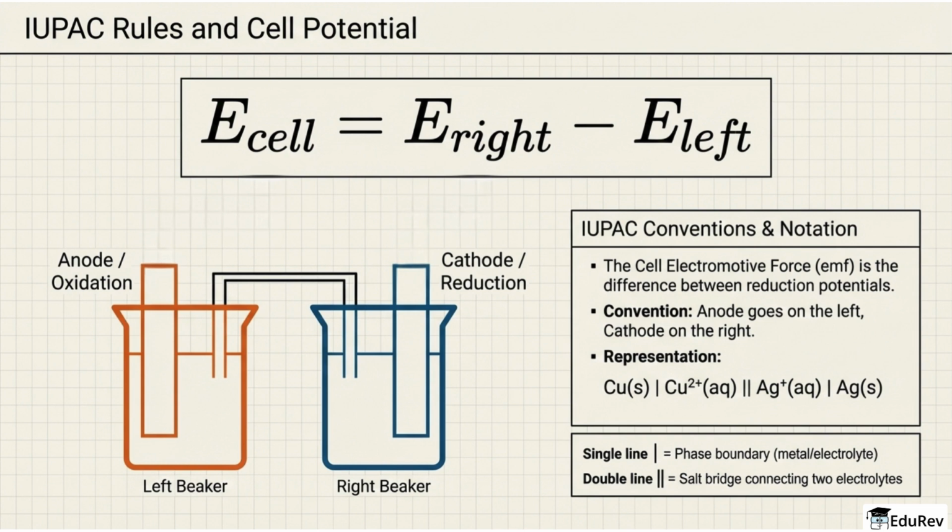The expression for cell potential is written as E cell equals E right minus E left. That is why the diagram keeps the anode on the left and the cathode on the right. The cell EMF is really the difference between the reduction potentials of the two half cells. The notation also matters. A single line shows a phase boundary, while a double line shows the salt bridge between the two electrolytes. The cell representation is not just syntax. It tells you the architecture of the electrochemical setup.